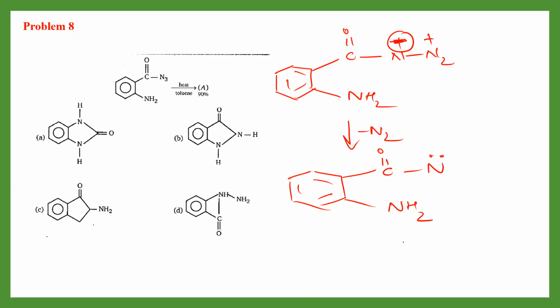Now what will form? After nitrene, if you are having a carbonyl group just adjacent to the nitrene, what will it form? Isocyanate. Remember, in Hofmann bromamide we formed that isocyanate. Or should I explain again here? Students, should I explain again or is it understood? Okay, so it is going to attack here, 1, 2, 3, 4, 5, a five-membered ring will form.